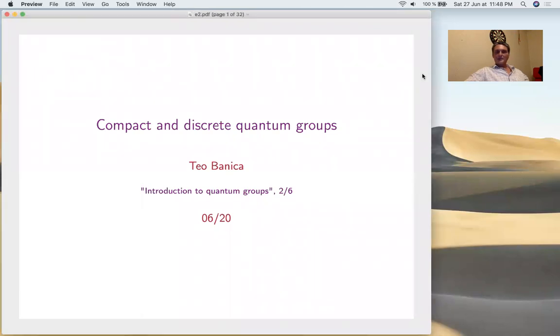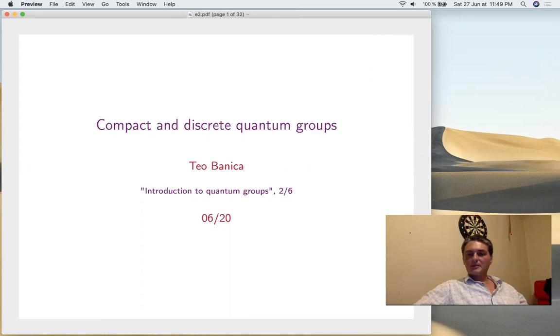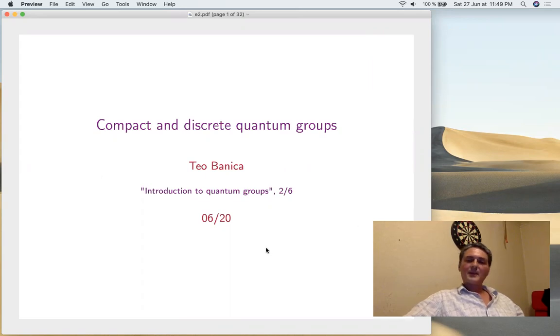So compact and discrete quantum groups, as I was telling you. This is a theory which was developed by Woronowicz in the late 80s, which means it's quite recent. I mean, many things to be done here. We've been working on this for 30 years, but there are still many things to be done.